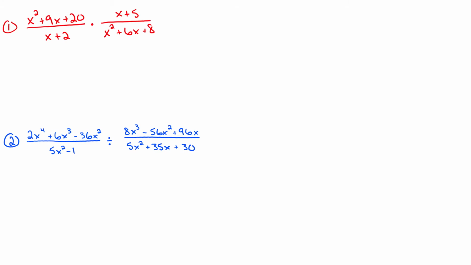I have x squared plus 9x plus 20 on top, divided by x plus 2. And we're multiplying that by x plus 5 on top, and then x squared plus 6x plus 8 on bottom. First step is going to be factoring. Use whatever factoring technique you want, but in the top left portion, I am going to turn that into x plus 5 times x plus 4, all over x plus 2. And then I'm going to multiply that by the x plus 5 on top, and I'm going to factor the bottom right. Now, I'm going to give you a little bit of a hack, a little bit of a cheat.